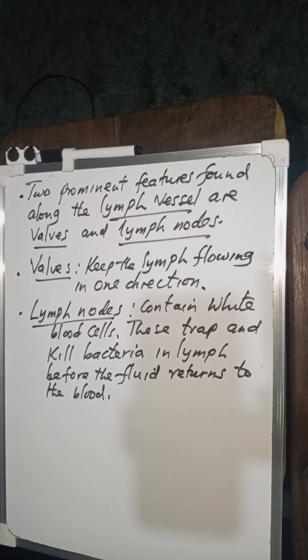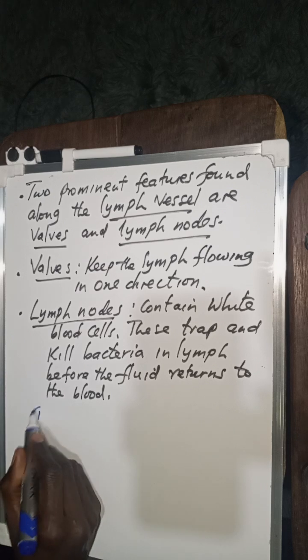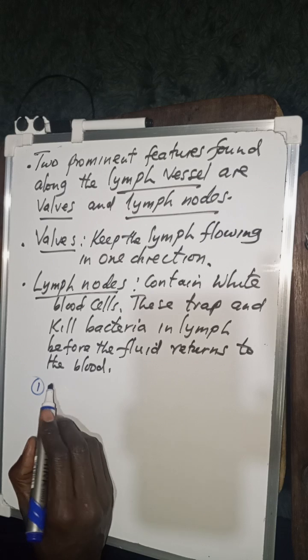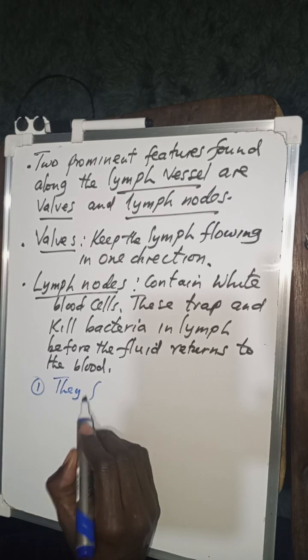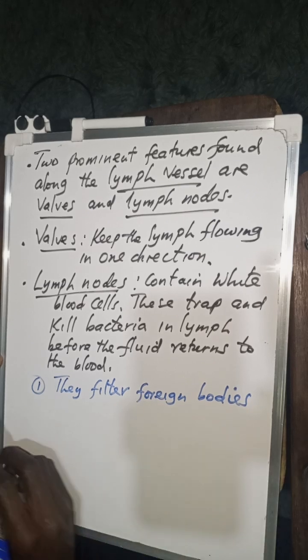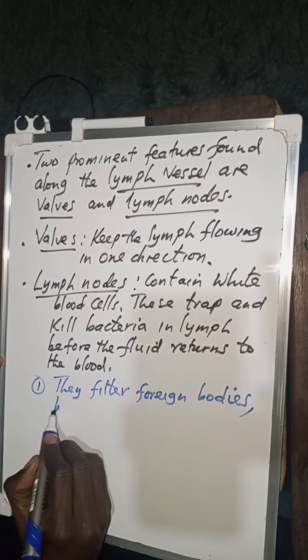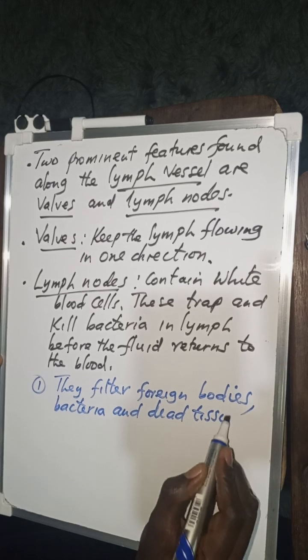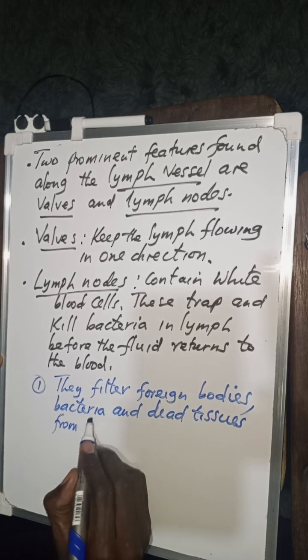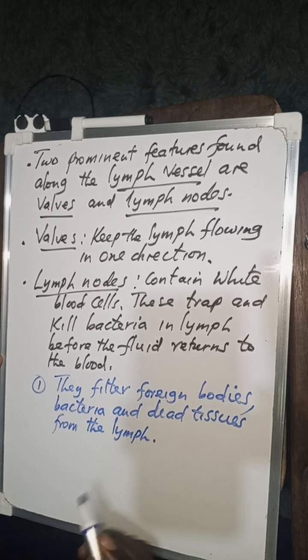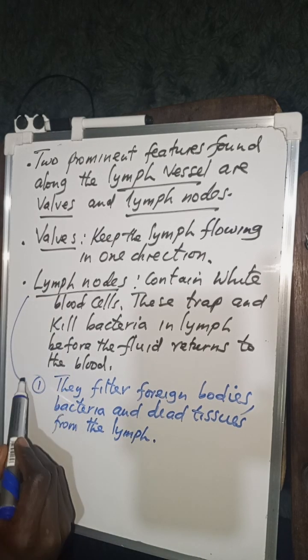But of course, in some books, you are going to find that they tell you the lymph nodes play other important roles. Maybe we can summarize them this way. They help to filter foreign bodies, bacteria, and dead tissues. Remember, we said from the fluid that is available in the lymphatic system, dead tissues from the lymph, that's what they filter before it can be taken to the blood. So the lymph nodes are going to be doing that.